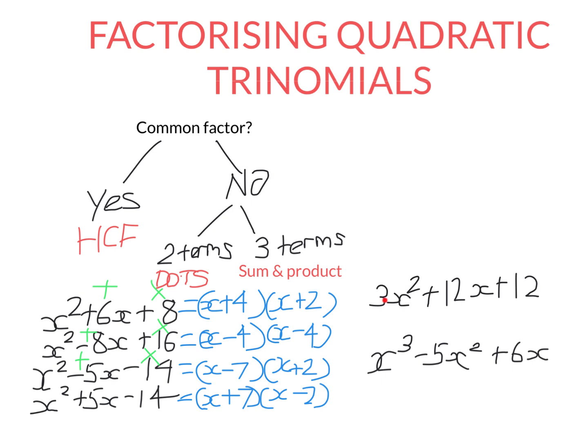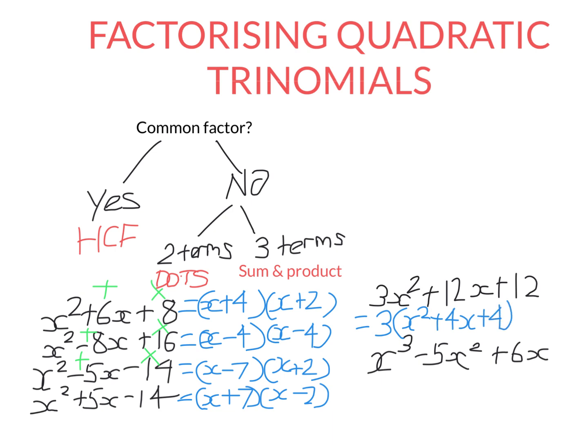Okay, what about something like this, 3x squared plus 12x plus 12? This is a quadratic trinomial, but unlike in all of these examples, there is a common factor. There is something that goes into each of the 3 terms, and that's 3. So highest common factor, we write out the front, and we say, what do I times by 3 to get 3x squared? What do I times by 3 to get 12x? What do I times by 3 to get 12?